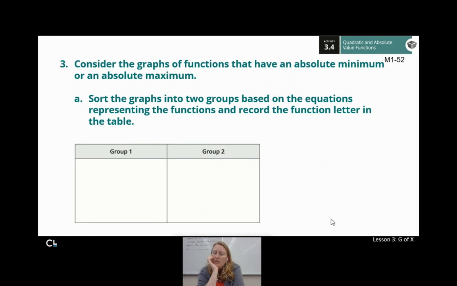I would like you to consider these graphs and the functions that you just wrote on them. Look at the functions that you just wrote. Can you sort the graphs into two groups based on the equations representing the functions and record that function letter in the table? Can you just put the letter in the table? Go ahead and hit pause to write it down. Hit play when you're ready to check your work.